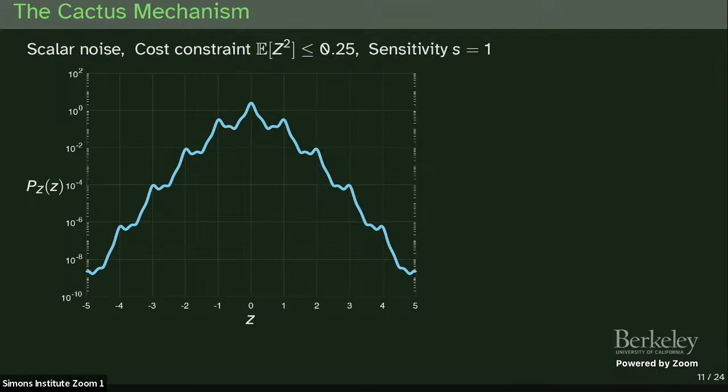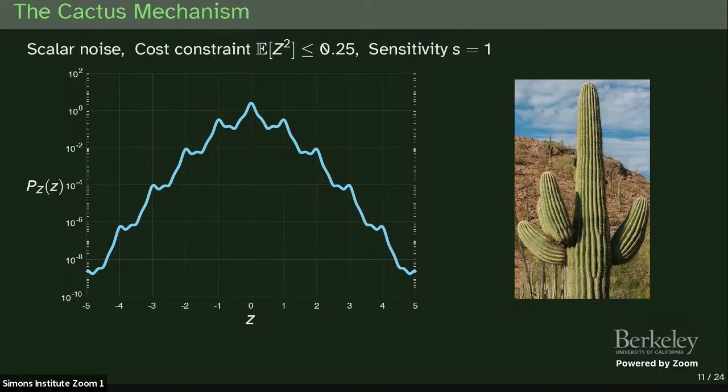cost. So we solve this thing and we get this funky shape, which, because some of us are from Arizona, we thought it looked like a cactus. So we call this the Cactus Mechanism. And in this sense it's asymptotically optimal. This is the distribution for scalar queries. So this is a scalar distribution. So it's definitely not Gaussian, which means it's doing better than Gaussian, at least in terms of this KL divergence.